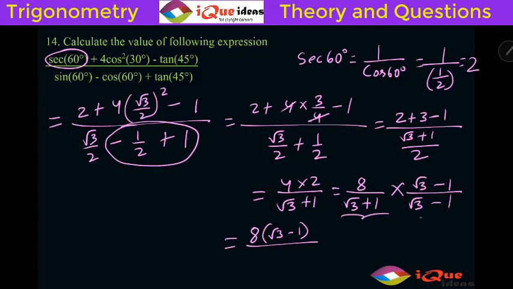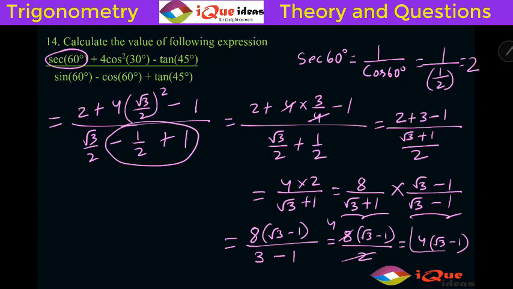plus 1 into root 3 minus 1, which will become a plus b into a minus b, that is a square minus b square. So root 3 square, that is 3, 1 square is 1. So it is 8 into root 3 minus 1 upon 2. 2 cancels 8 4 times. So it is 4 root 3 minus 1. Right? So the answer of this question is this.